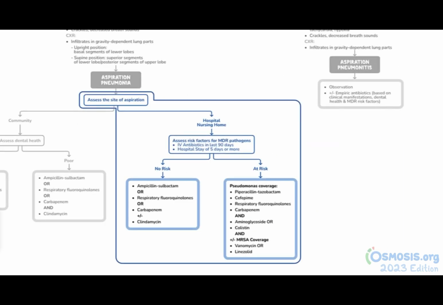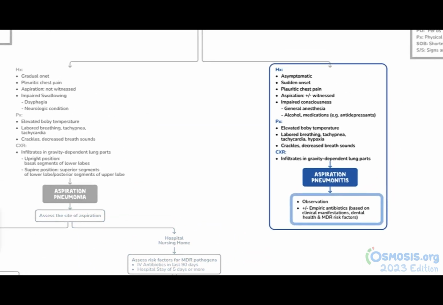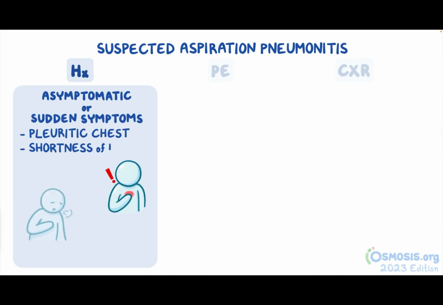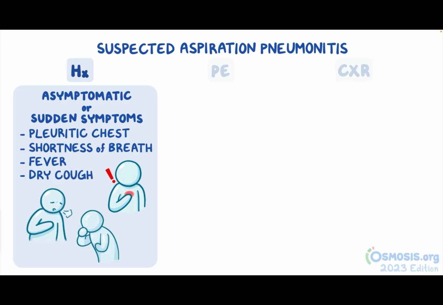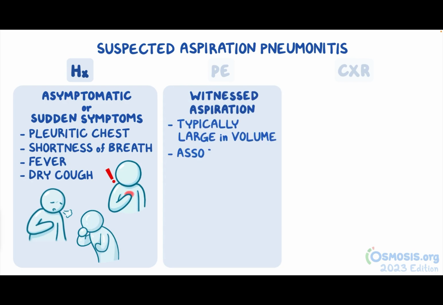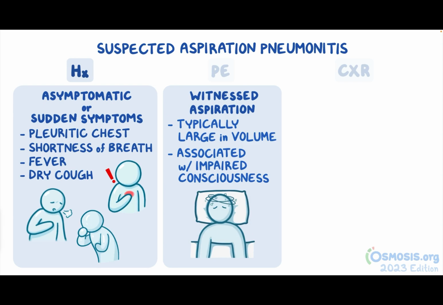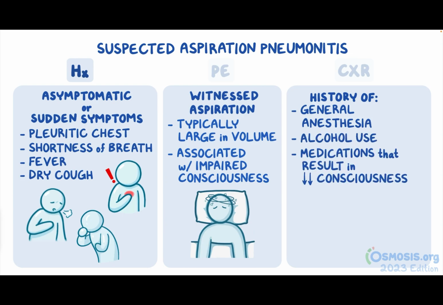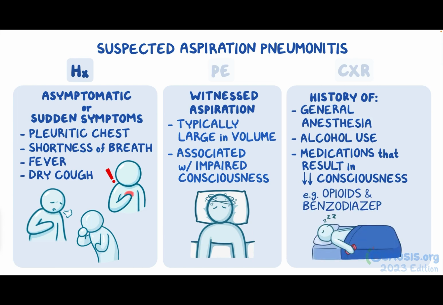Now that we are done with aspiration pneumonia, let's switch our focus to aspiration pneumonitis. These individuals can be asymptomatic or develop sudden symptoms of pleuritic chest pain, shortness of breath, fever, and dry cough. In contrast to aspiration pneumonia, there's usually a positive history of witnessed aspiration that's typically large in volume and associated with impaired consciousness. Moreover, you should think of aspiration pneumonitis when there's a history of general anesthesia, alcohol use, or medications that can result in a depressed level of consciousness, such as opioids and benzodiazepines.